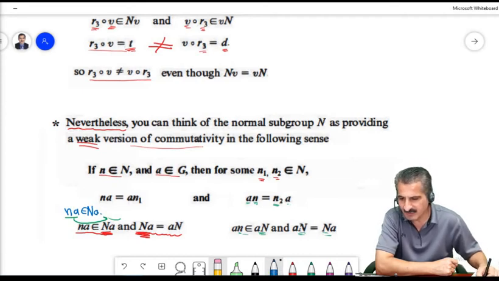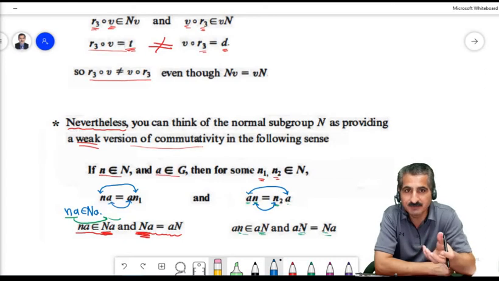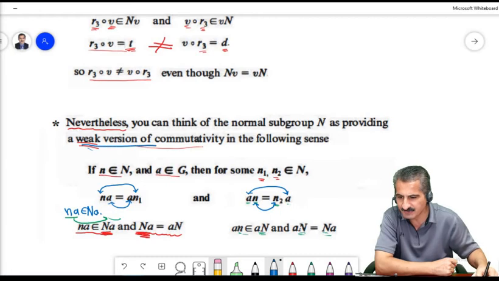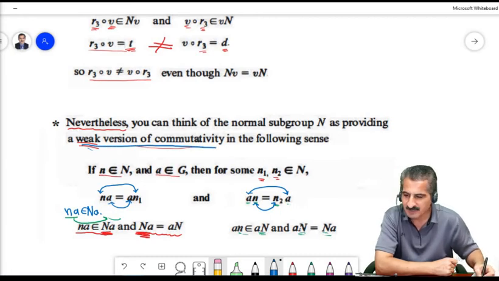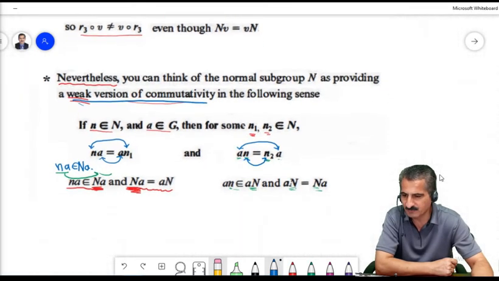See what happens now. Elements of N came out one time at the left and another time at the right, and so we changed the position of A, right? And here we changed the position of A again, and we changed the positions of the elements of N. But the elements of N here might not be equal. So this is some weak version of commutativity, okay? And it is good that we noticed this, because we will use it to prove some theorems.